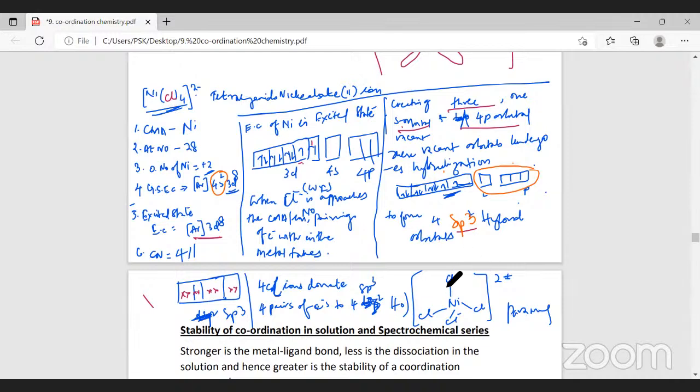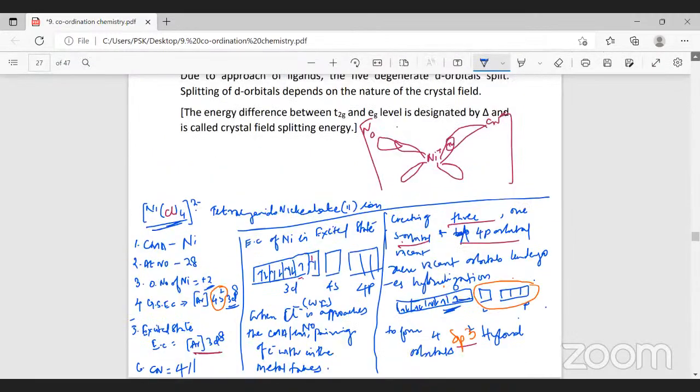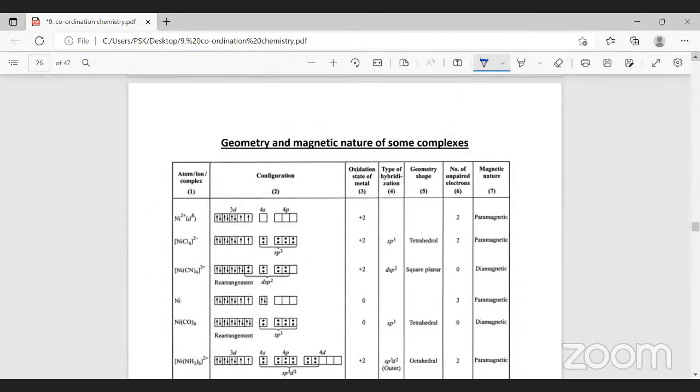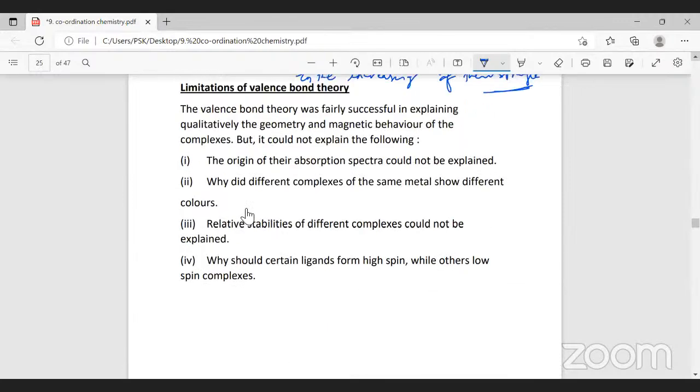Did I tell what type of bonding is between the ligand and the nickel? The postulate does not tell the type or the nature of bonding between the ligand and the central metal. That is the second demerit. Now, one is it failed to explain the absorption spectra. When I say absorption spectra, it is nothing but color. Why do different complexes of the same metal show different colors? That also it failed to explain.